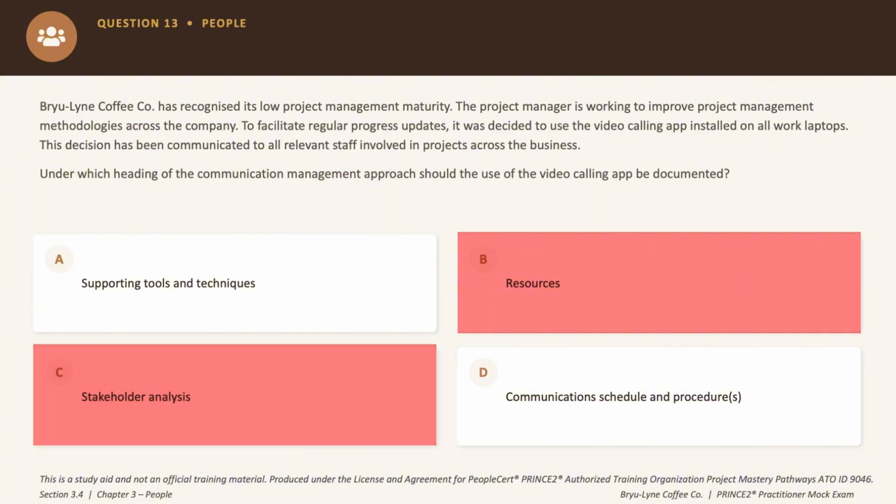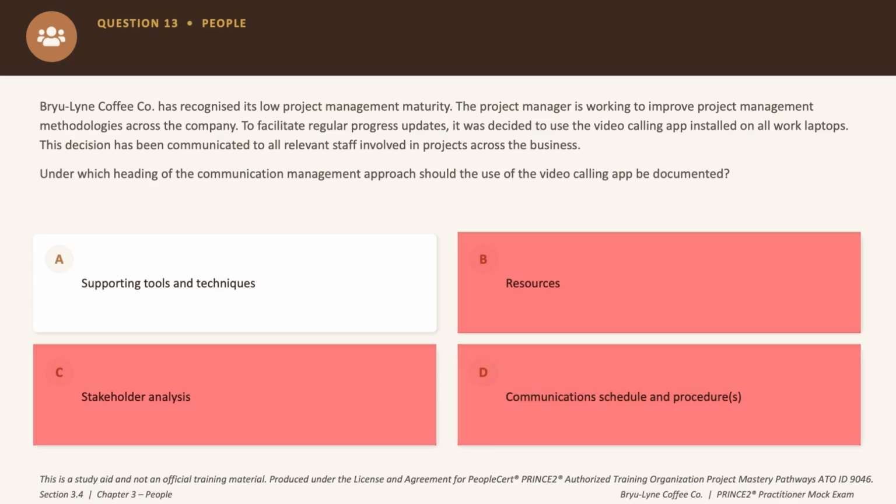Eliminated. Option D says communication schedule and procedures. That heading covers frequency and format for each stakeholder group, not the platform that will be used. Okay, very close answer choice, but it's eliminated. Now option A says supporting tools and techniques, and this is exactly right. This heading explicitly covers communication platforms and tools used for the communication activities, and a video calling app is precisely that, right? So the correct answer choice to this question is option A.